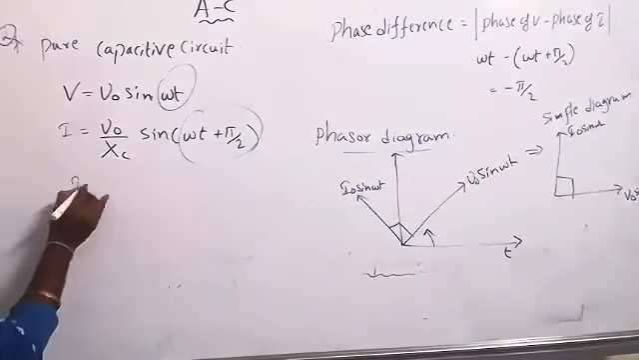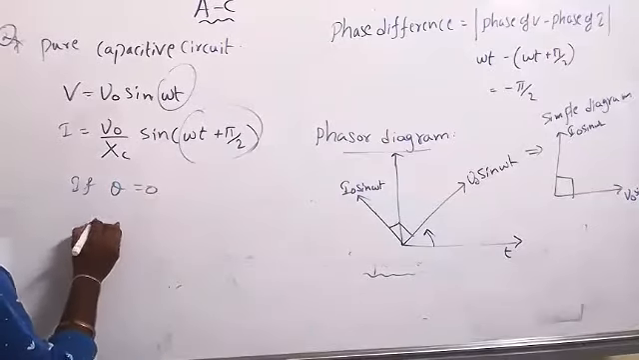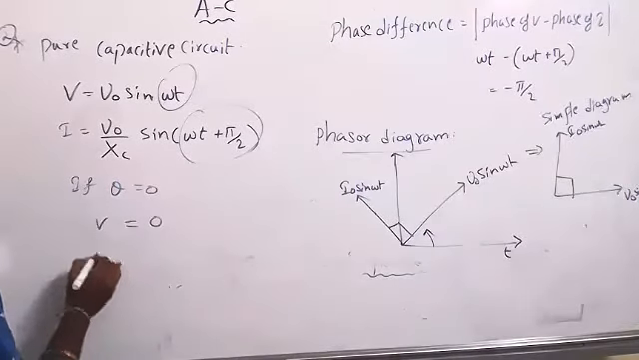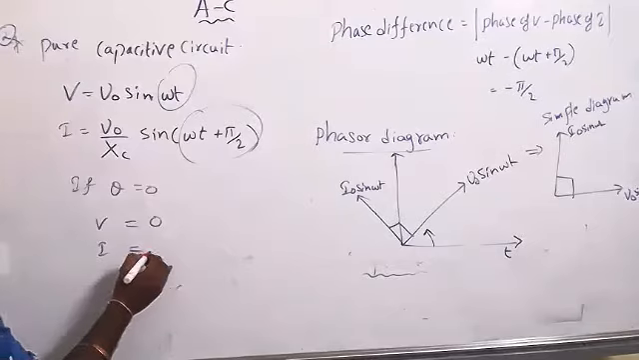If theta equal to 0, so V equal to 0. I equal to how much? I equal to I naught.